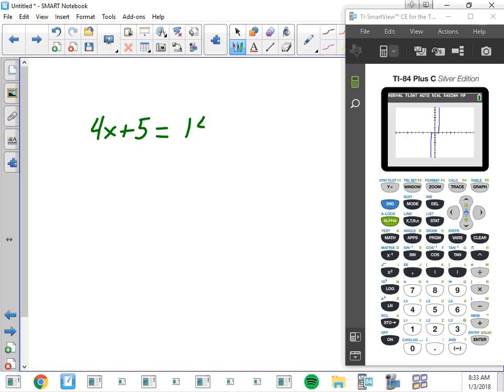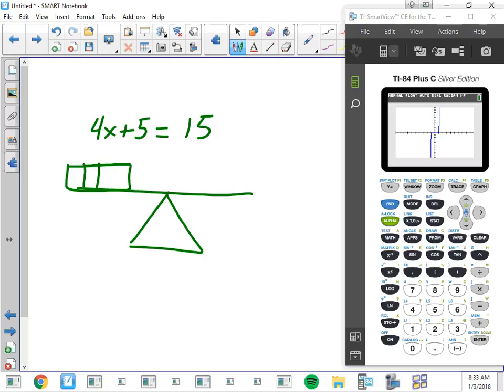Let's say 15. So I have a balance here. I have 4 x's and 1, 2, 3, 4, 5 rocks. What would I do to this to figure out how much each x weighs?